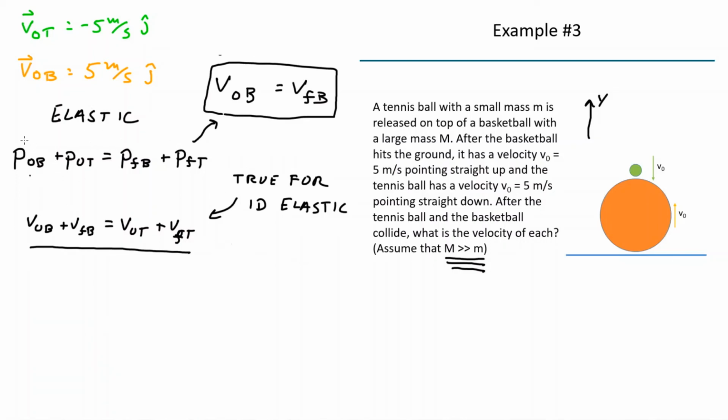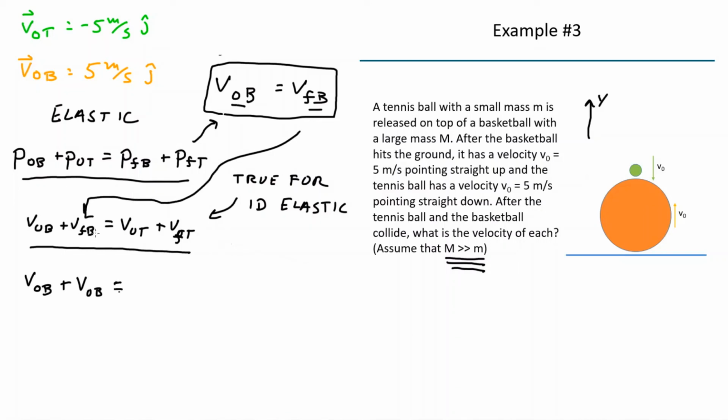Okay, so from this conservation of momentum equation and the result that big M is much greater than little m, the basketball is much more massive than the tennis ball, I get this result: V final of the basketball equals V initial of the basketball. And now I'm going to plug that into this special equation that I have for 1D elastic collisions. So what I get is V initial of the basketball plus V final of the basketball. Well, that equals V initial of the basketball, because I've taken this and plugged it in right there. This equals V initial of the tennis ball plus V final of the tennis ball.